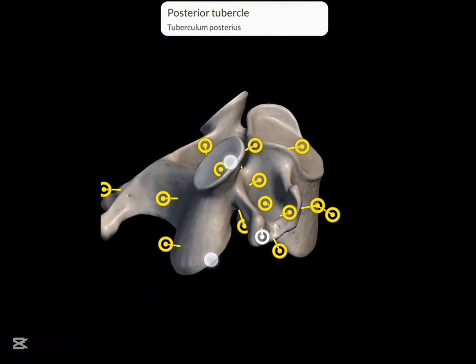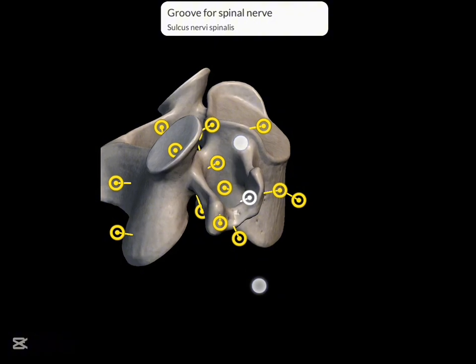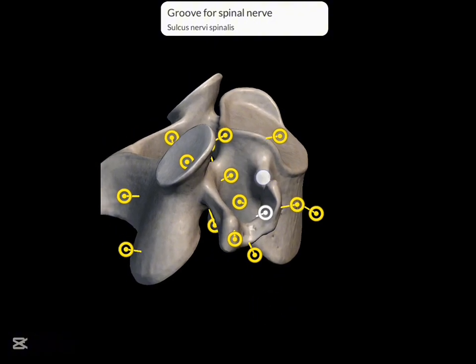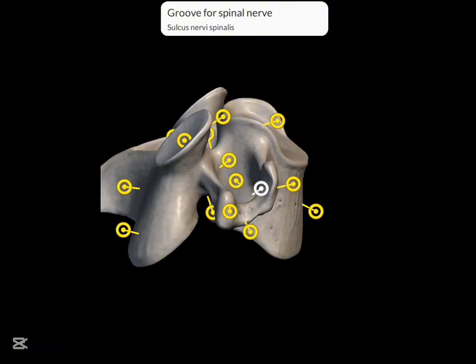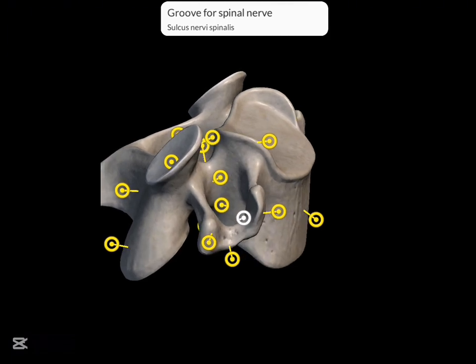The anterior tubercle and posterior tubercle have some attachments. These attachments are very important. Here we can see the groove for the spinal nerve, or costotransverse groove. This is also very important. The spinal root arises from the spinal cord, then it comes through the intervertebral foramen and goes through it.